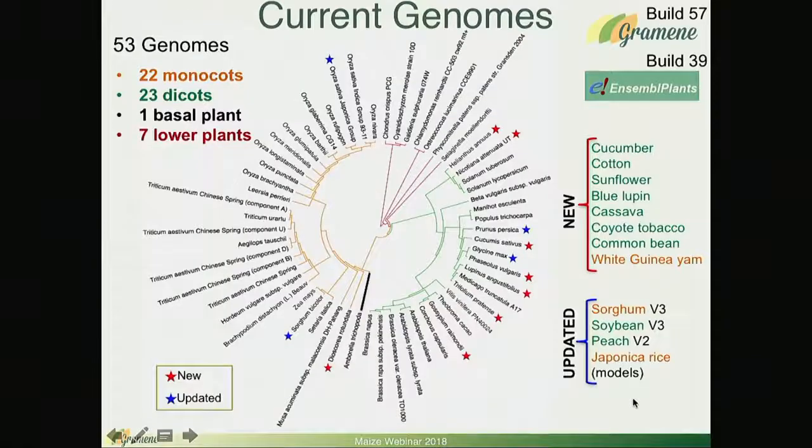Here is a summary slide with all the 53 genomes currently hosted in Gramene. These 8 over here were added within the last year, and these genomes, these assemblies, or the gene annotation for those assemblies were updated as well within the last year.